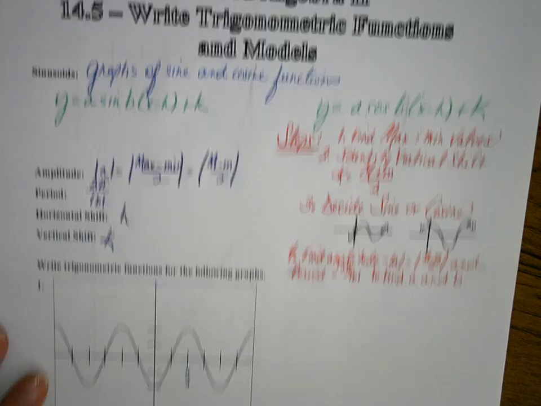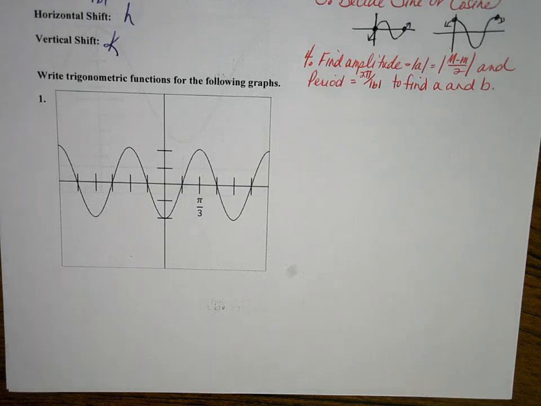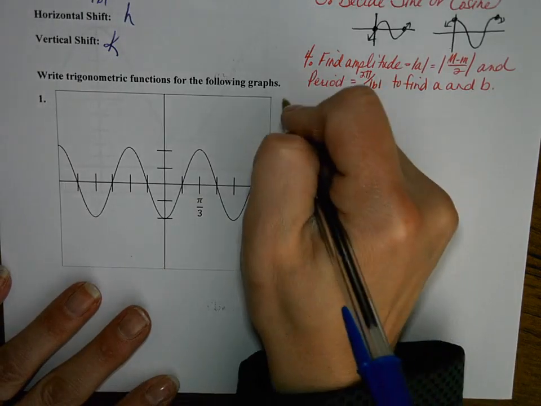All right. Okay, let's take a look at number 1. It's a beautiful graph there. Write the trigonometric functions for the following graphs. What is the first thing I'm looking for? Look at my recipe. What is the first thing I want to calculate? Max and the min.